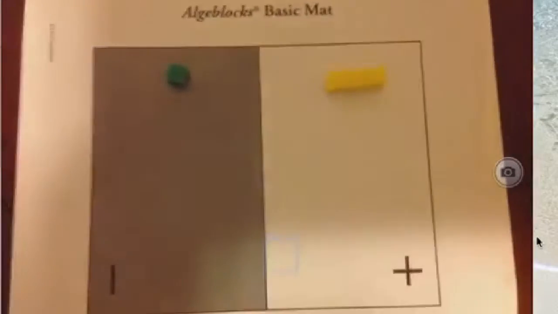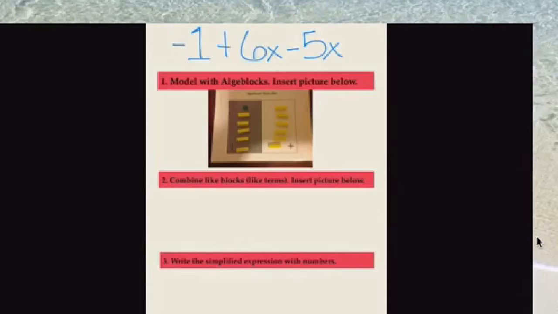Okay, I've got nothing left to combine here to make 0 pairs. Now, is there anything else I can combine here that's like terms? I don't see any other blocks that are the same, so I know my expression is simplified, so I'm going to take a picture. And go ahead and drop your picture into GoodNotes.